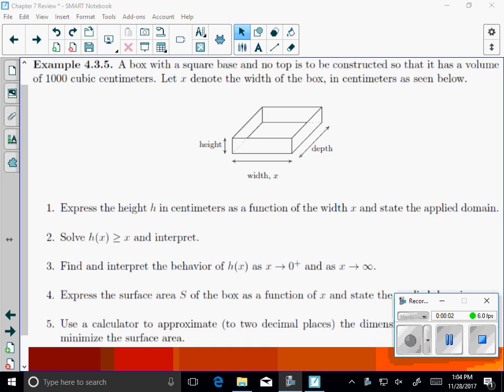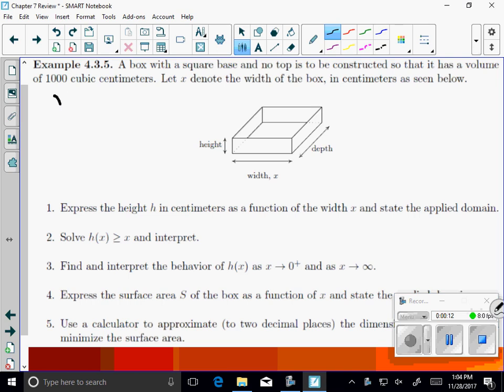Okay, the box problem. Okay, follow with me. Stop me if you need it. The volume of said box should be length times width times height, or in this case, I guess that would be depth. Depth times width times height. Everybody agree with that? Okay.